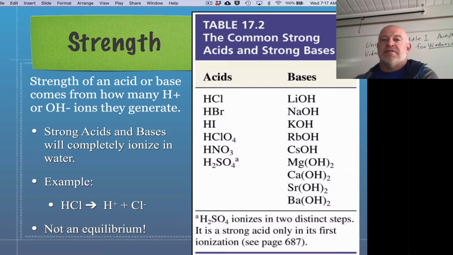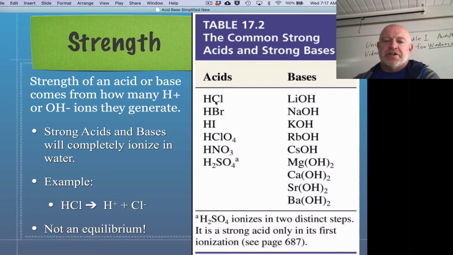There are all kinds of acids and bases out there, but this table summarizes what most people would consider the strongest acids and strongest bases. We give them the designation of strong not because they're tough, but because they are the ones that completely ionize. So: hydrochloric acid, hydrobromic acid, hydroiodic acid, chloric acid, nitric acid, and sulfuric acid.